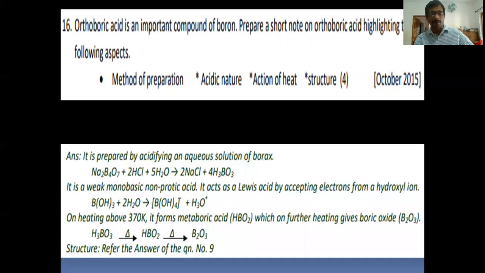Here you can see the answers. B(OH)4 minus plus H3O plus. You have to study this equation. It is asked several times why it is a monobasic acid, why it is not a protic acid, how it acts as an acid. Several such questions are asked from this part. So if you have this equation, that will help you to get marks.